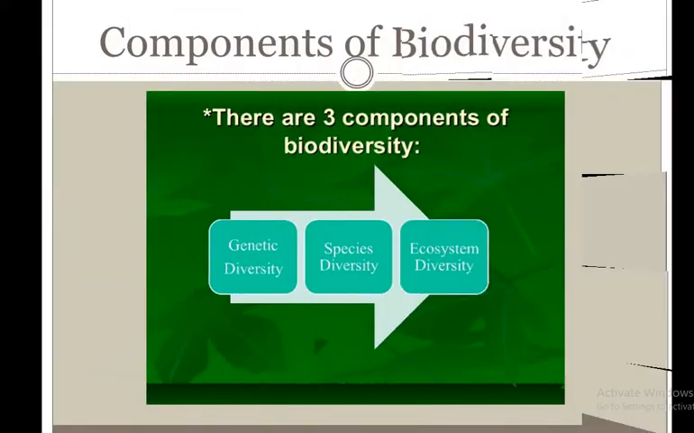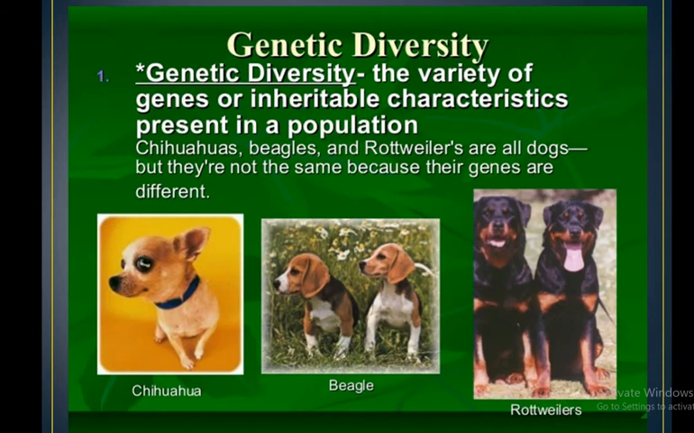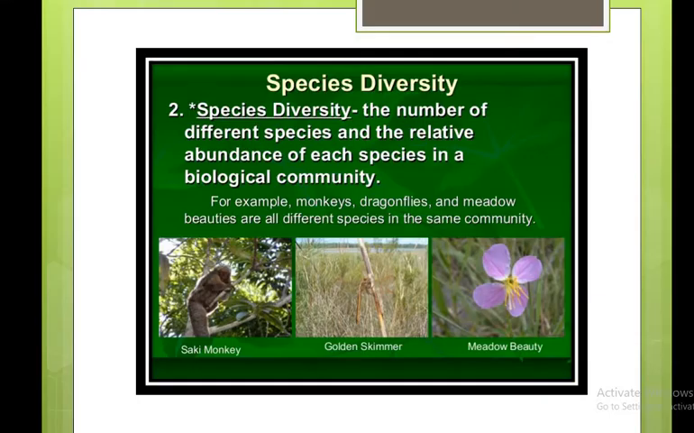The components of biodiversity are genetic diversity, species diversity and ecosystem diversity. Now let's see these components one by one. Genetic diversity is the variety of genes or inheritable characteristics present in the population. Species diversity is the number of different species and the relative abundance of each species in the biological community. For example, dragonflies, monkeys, butterflies are all different species in the same community.